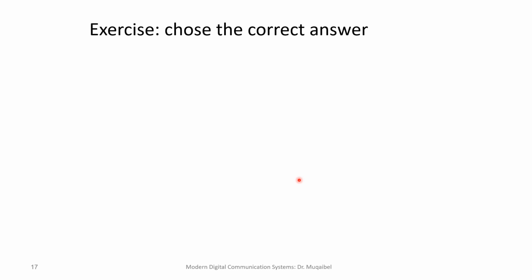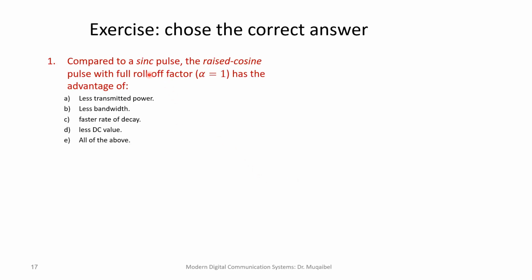Now let's conclude with some examples. Choose the correct answer. Compared to a sinc pulse, the raised cosine pulse with rolloff factor alpha equal 1 has the following advantage: A, B, C, D, E. Mark your answer in the comment section.